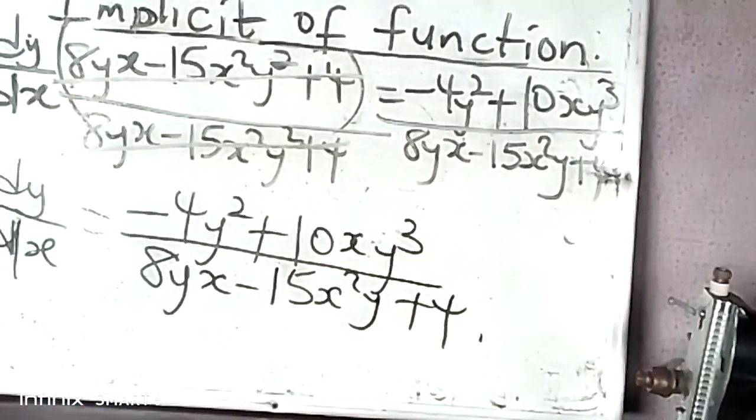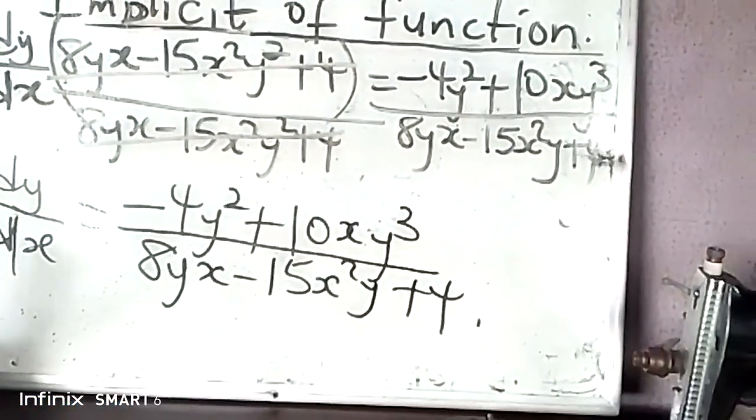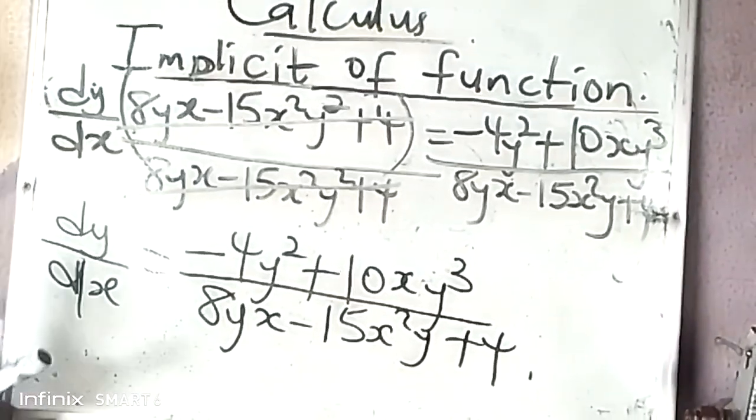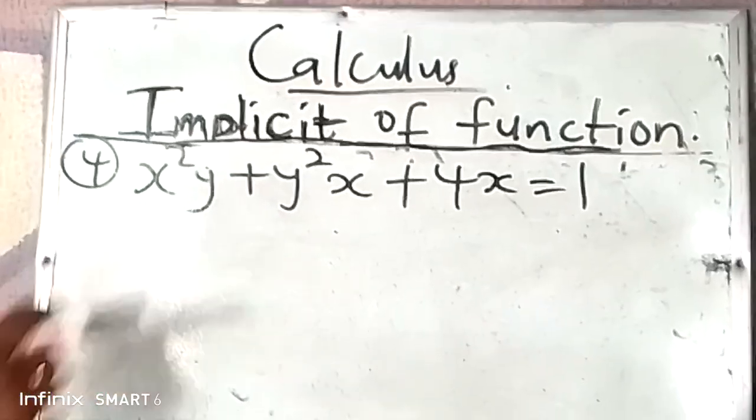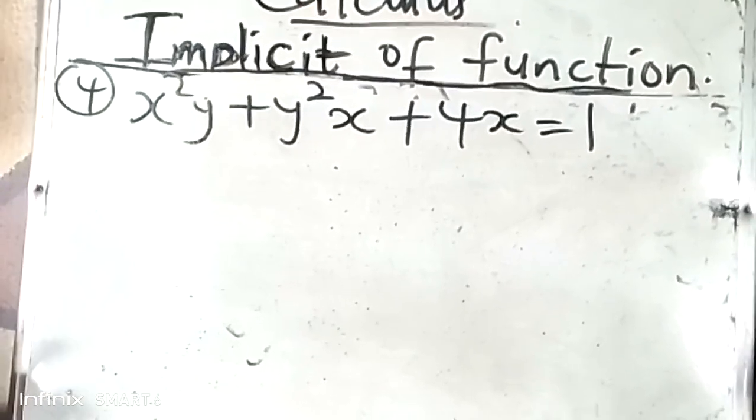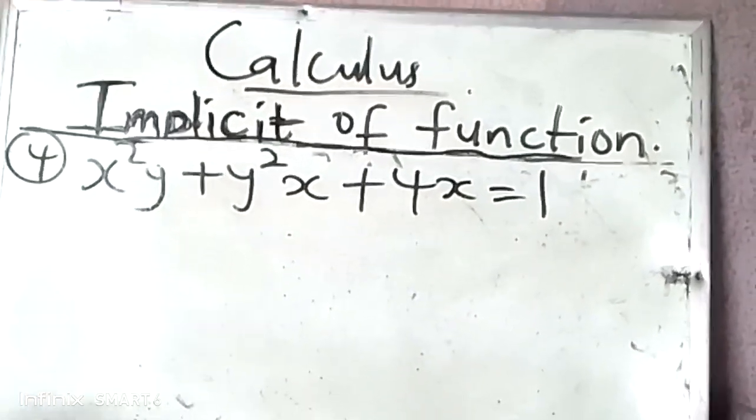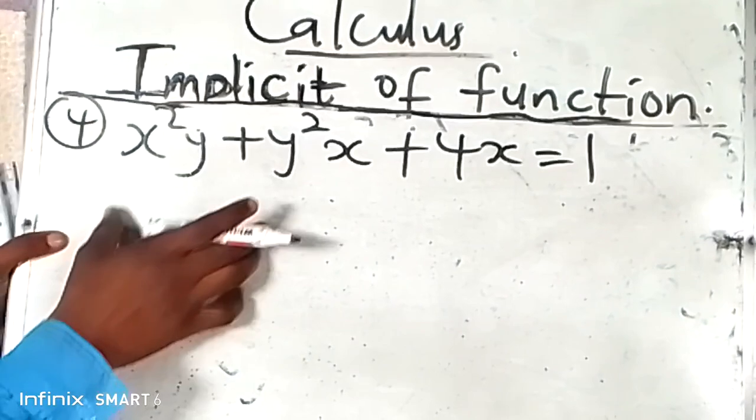That's number 3. Let's take like one or two more under implicit differentiation of functions for better understanding. Examples under implicit functions. I believe you are getting it. Now, they ask us to differentiate it under implicit functions.